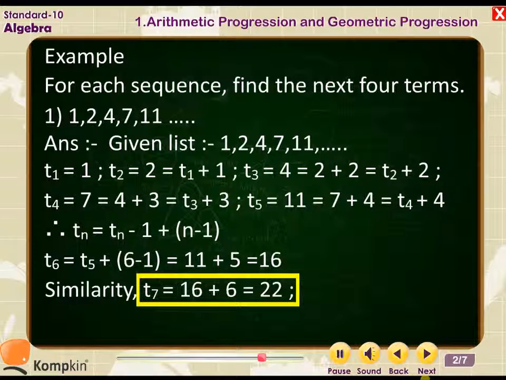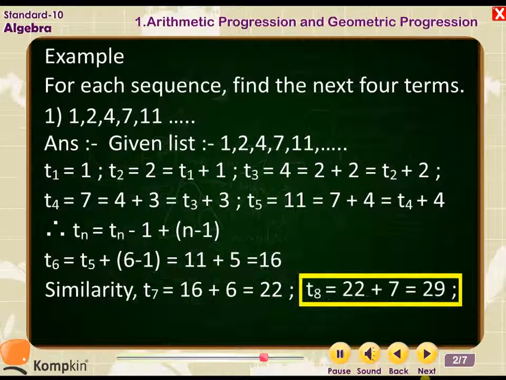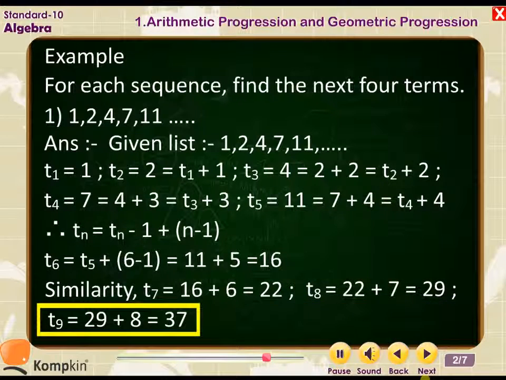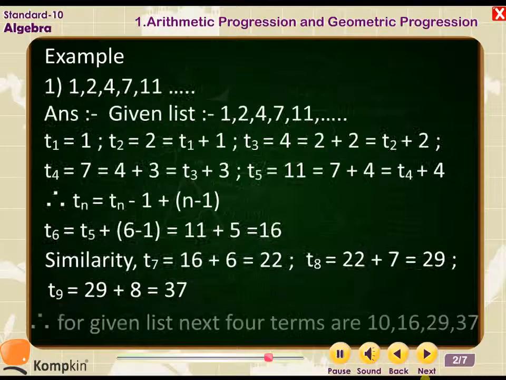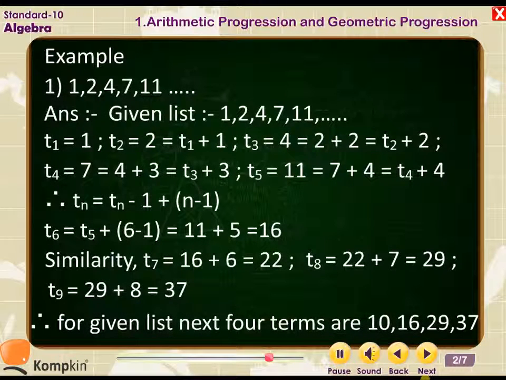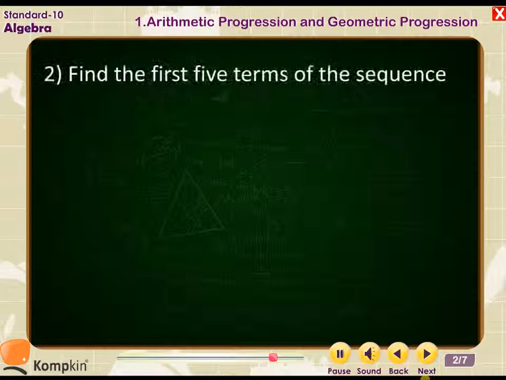Similarly, T7 is equal to 16 plus 6, which is 22. T8 is equal to 22 plus 7, which is 29. T9 is equal to 29 plus 8, which is 37. Therefore, for the given list, the next four terms are 16, 22, 29, 37.